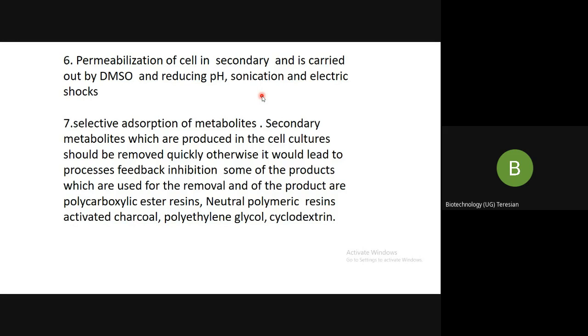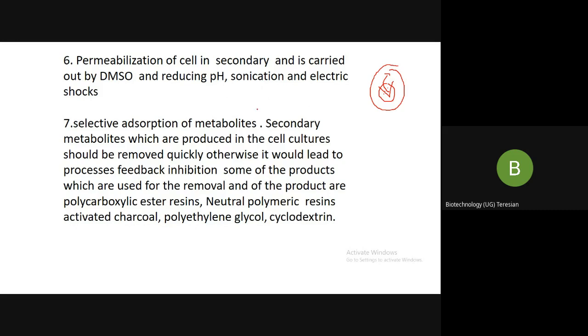And another parameter that we use is selective adsorption. Hope this is understood. I'll just draw the pictorial diagram. See, this is your cell, no? Your cell is producing all the secondary metabolites. Along with your secondary metabolites, there will be the own composition of the cell itself. Now, suppose I use DMSO, reducing the pH, sonication, electric shock on the cells, what happens? They will get disrupted. Okay, they are damaged. Once they're damaged, all this is released. Where will it be released? It will be released into the media because they're growing in the media. From the media, you can extract by the downstream method.